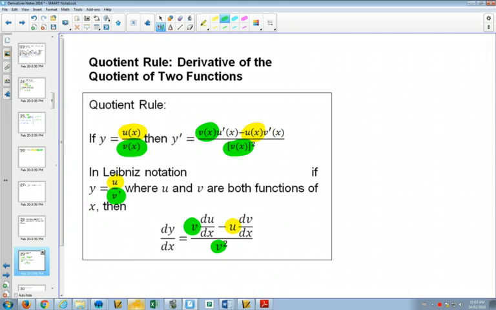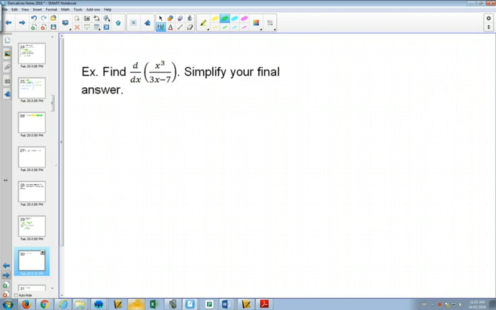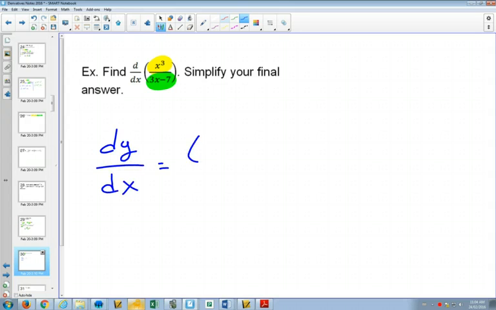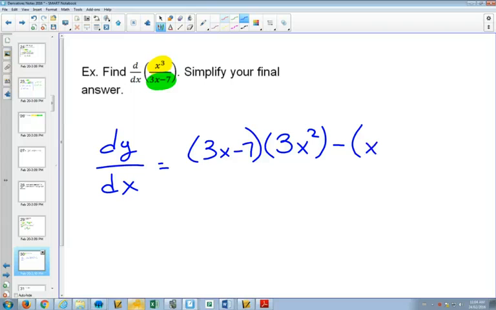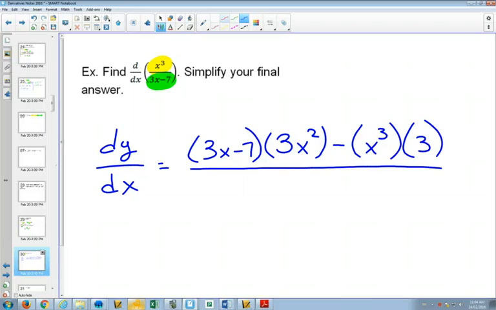So how do we use these formulas? Well, let's look at some questions where we can find the derivative. So remember the d dx out in front means find the derivative of, and here we have a function on top divided by another function. So we have x cubed divided by 3x minus 7. So we keep the bottom one the same, 3x minus 7, and multiply it by the derivative of the top one. The derivative of x cubed will be 3x squared, minus keep the top one the same, and multiply by the derivative of the bottom one, all divided by the bottom one squared.